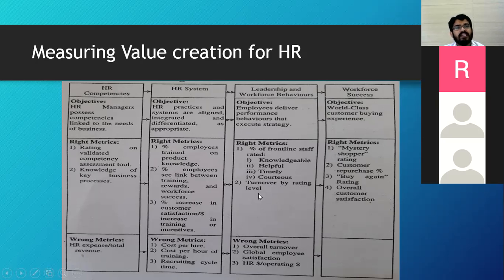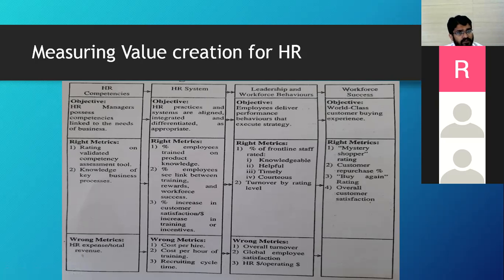And turnover by rating level. So these are the two metrics that can be used for leadership and workforce behavior. Then workforce success. The objective is a world class customer buying experience. So you are talking about workforce success over here, whether your workforce is successful or not. The success of the workforce is measured here.